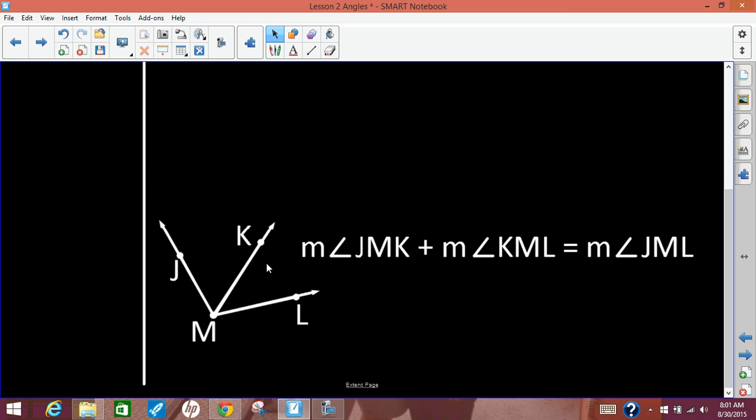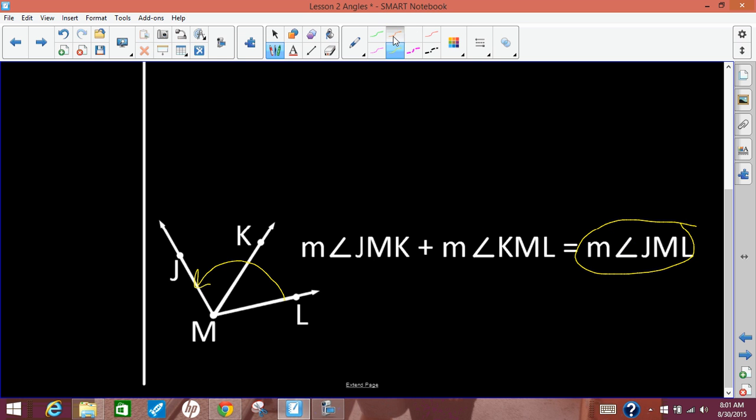So this is our angle from earlier when we were talking about naming angles. And remember, we had the whole big angle, JML, that's over here. And then we had the 2 smaller angles, JMK and KML. So if we know the measures of these 2 smaller angles, JMK and KML, we should be able to add them together and it'll tell us how big the whole angle is.